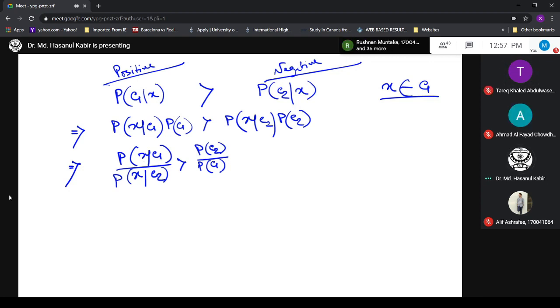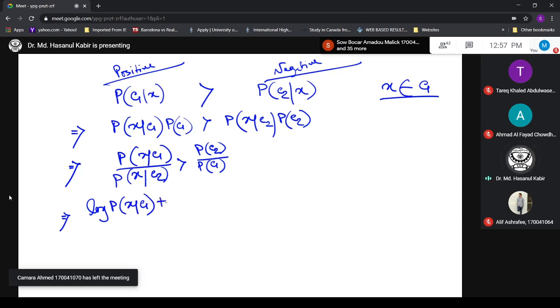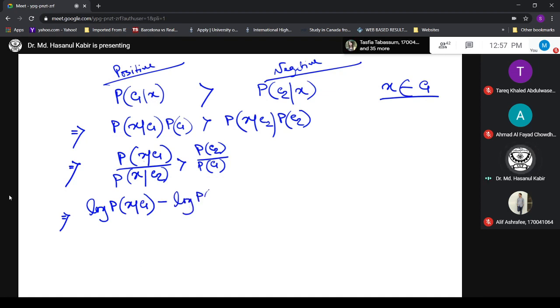Now the thing is, what is the benefit? If I take the log on both sides, what's the benefit? So I have the log of the probability of x given class 1, minus the log of the probability of x given class 2, greater than the prior of class 2 over the prior of class 1. Then if we take the log over here, what happens?